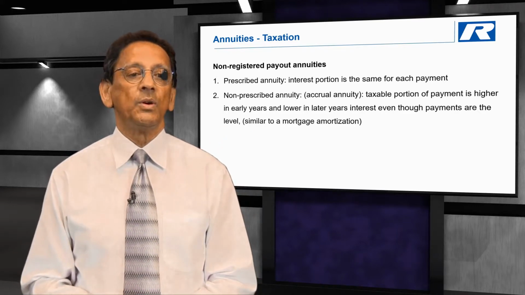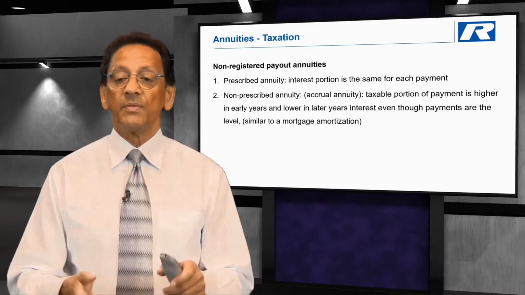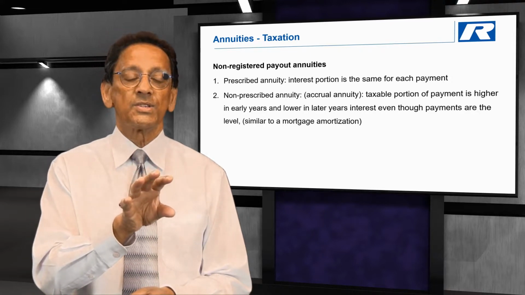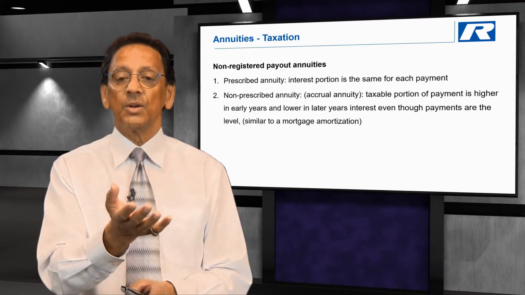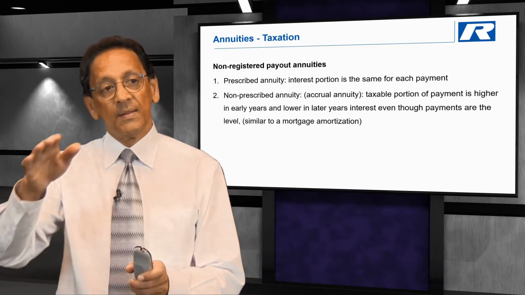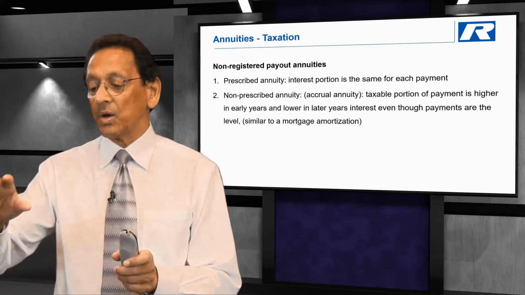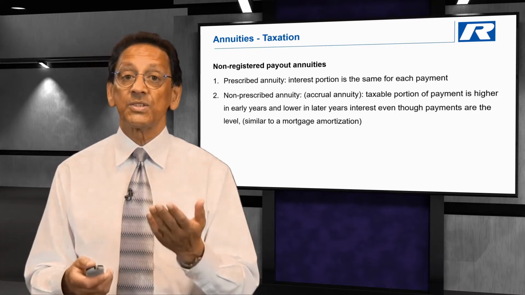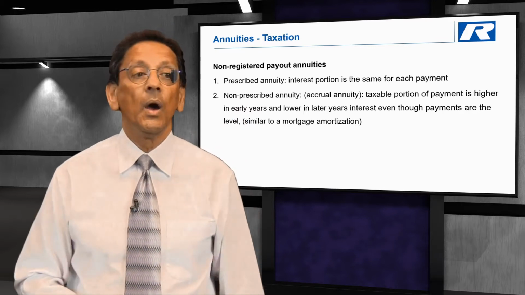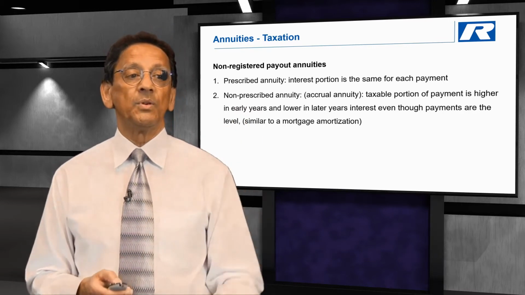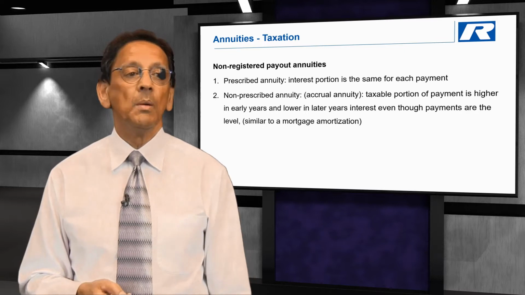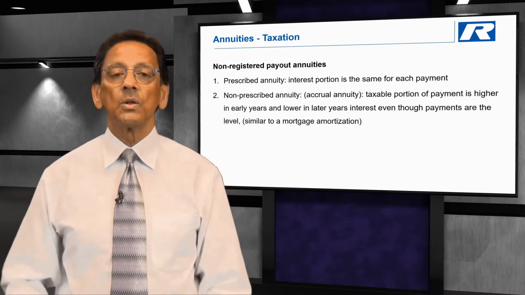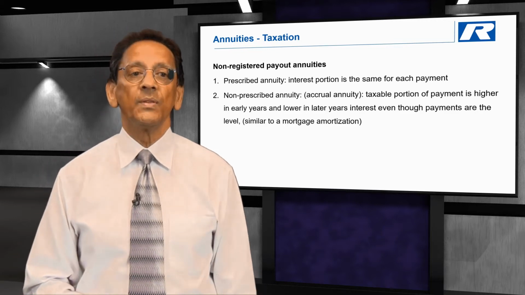A non-prescribed annuity in the earlier years, a bit of the opposite to a mortgage, there's more interest earned in the earlier years, and so you're going to pay more tax in the early years. And as the annuity continues, you're going to pay less and less tax because the interest portion is less and less. As an investor, you have a choice to select whether your annuity is going to be a prescribed annuity or a non-prescribed annuity. Most people pick a prescribed annuity simply because it's easier and we spread the tax out over the years that we receive those payments.